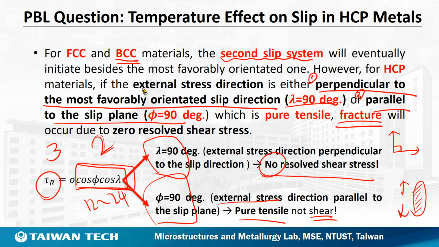Okay, so the answer to this one, the temperature effect: why do we often increase temperature for slip in HCP? Because HCP metals have less effective slip systems. Okay, this is the answer.